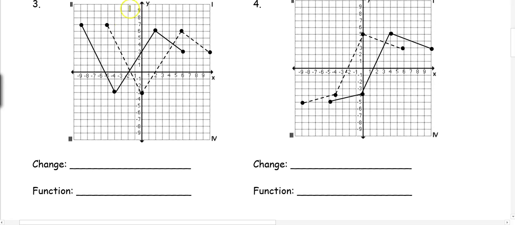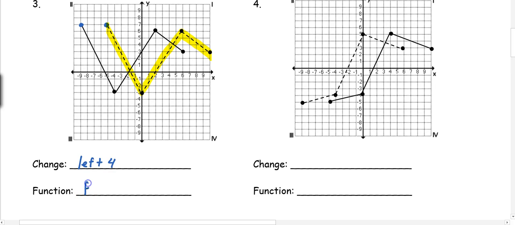In the next one, my original function is still the dotted line. I notice that the new graph is to the left of my original. So I'm going to pick 2 points, one on each line. I'm going to pick these top first points. I'm going to count how far I moved. So I moved 1, 2, 3, 4. So my change would be going left 4.